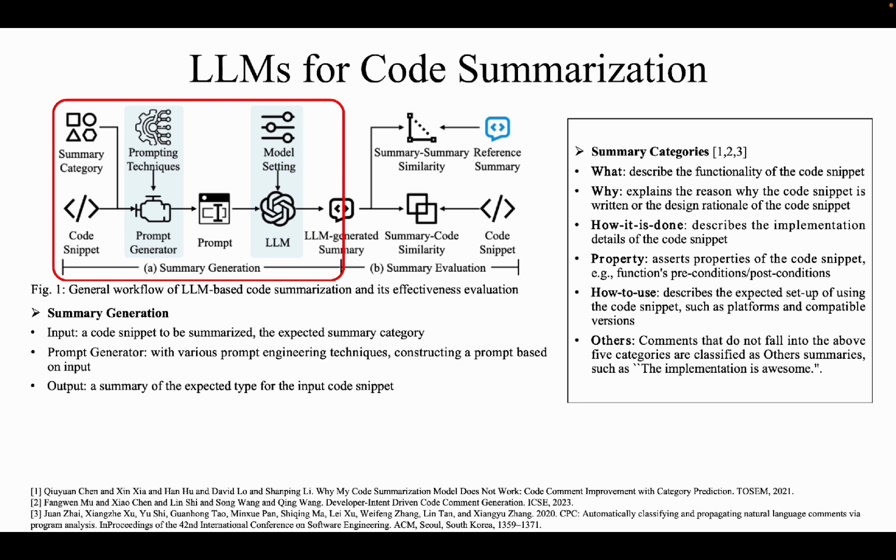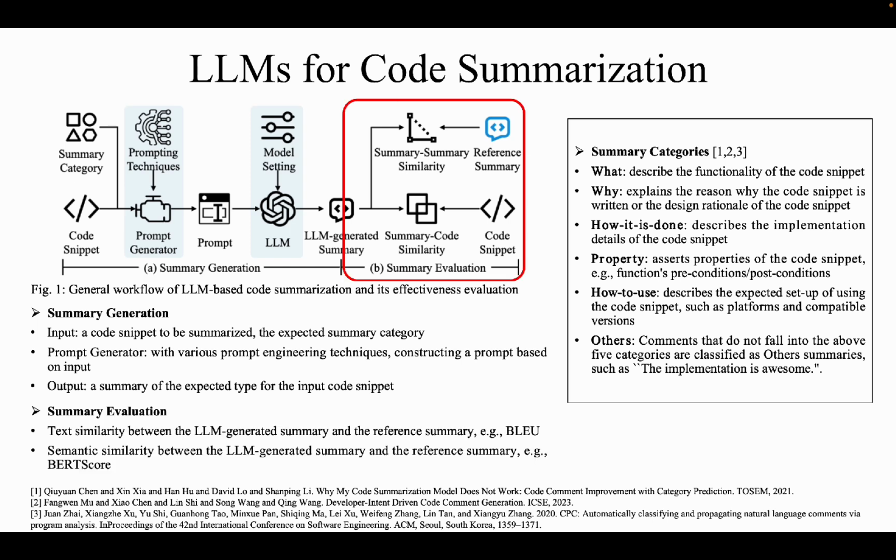So the input is passed into a prompt generator equipped with various prompt engineering techniques, and the prompt generator will construct a prompt based on the input. This prompt is used to instruct large language models to generate a summary of the expected category for the code snippet. And in the summary evaluation process, a common practice is to compute the text or semantic similarity between the summaries.